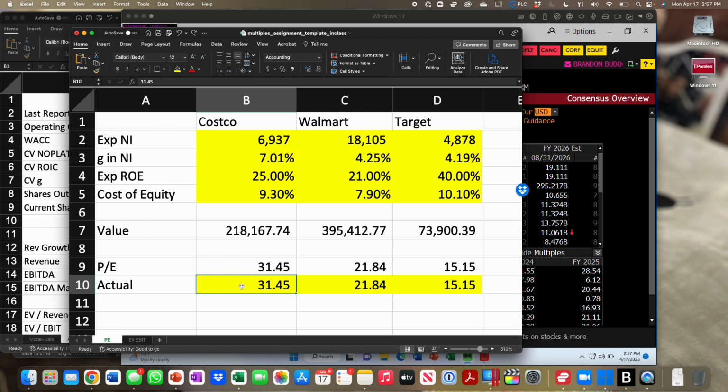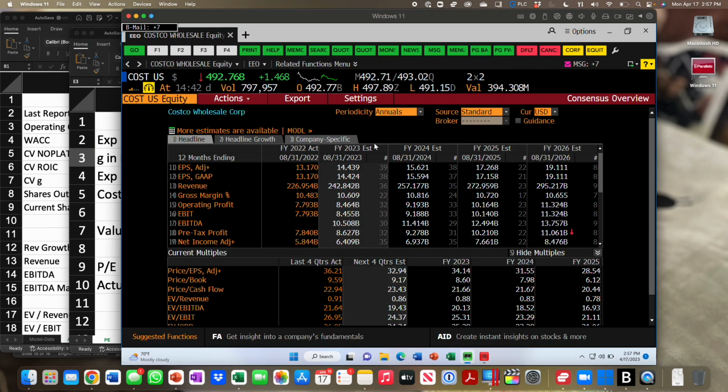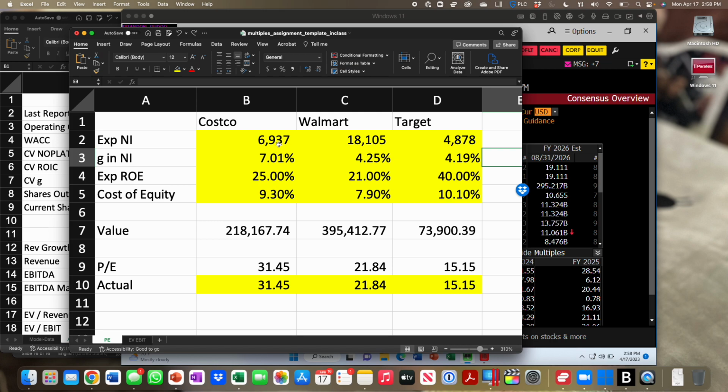Okay. Next, I need a net income for Costco. This is the second forward year net income. 1, 2, net income adjusted, 69.37. 6,937,000,000. Enter that in for Costco right there.